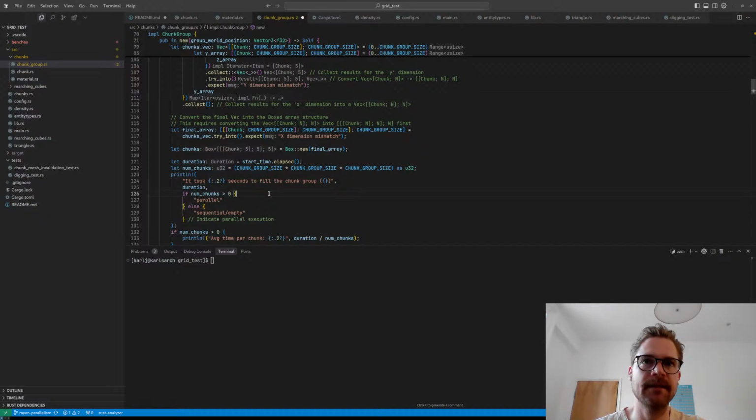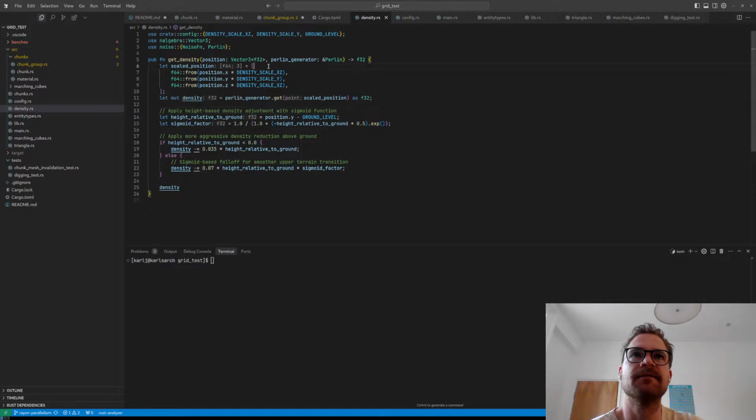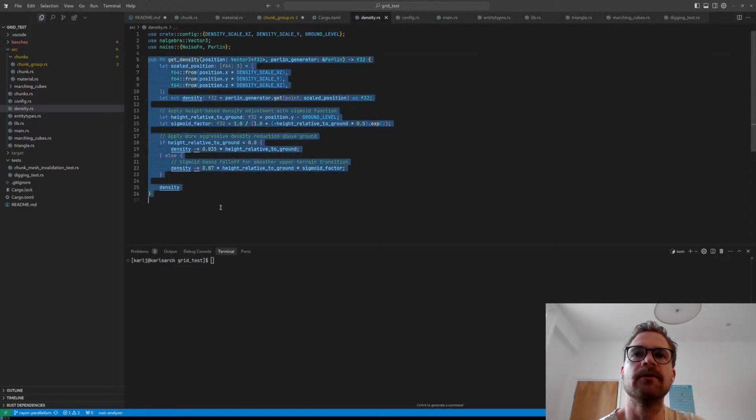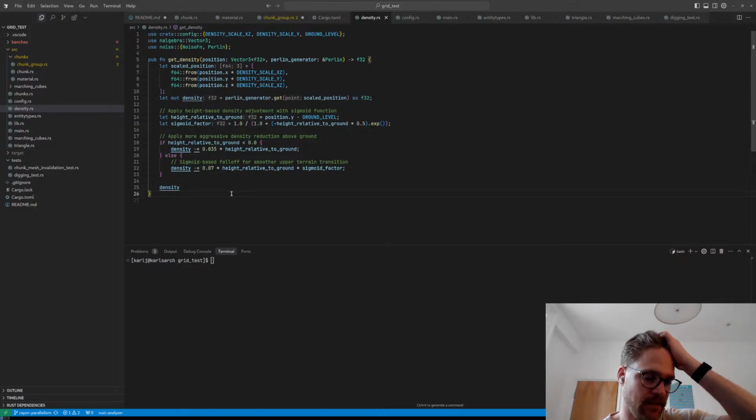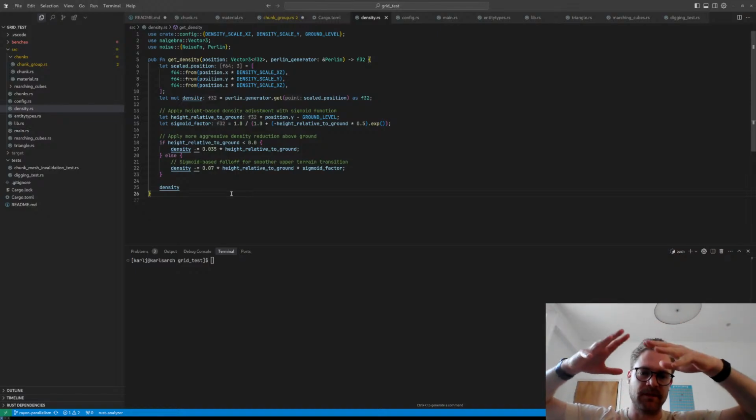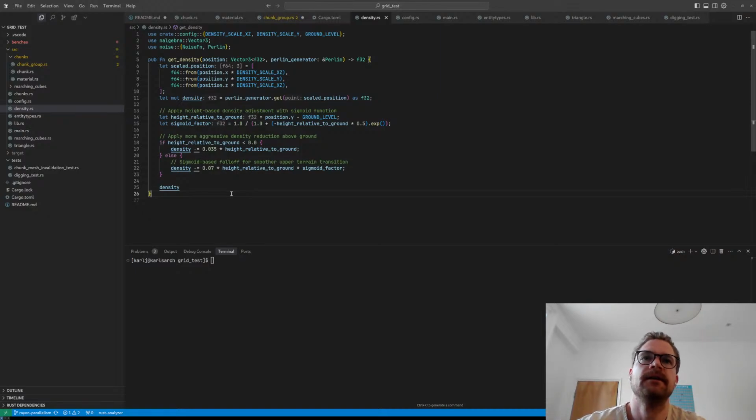Let's try to play around a bit with something I found really fun yesterday, which was playing around with this density function that decides how dense the world should be at different places, and then what's up, down, like valleys or mountains and whatever. So that's what I want to do now. Play around with that a little bit.